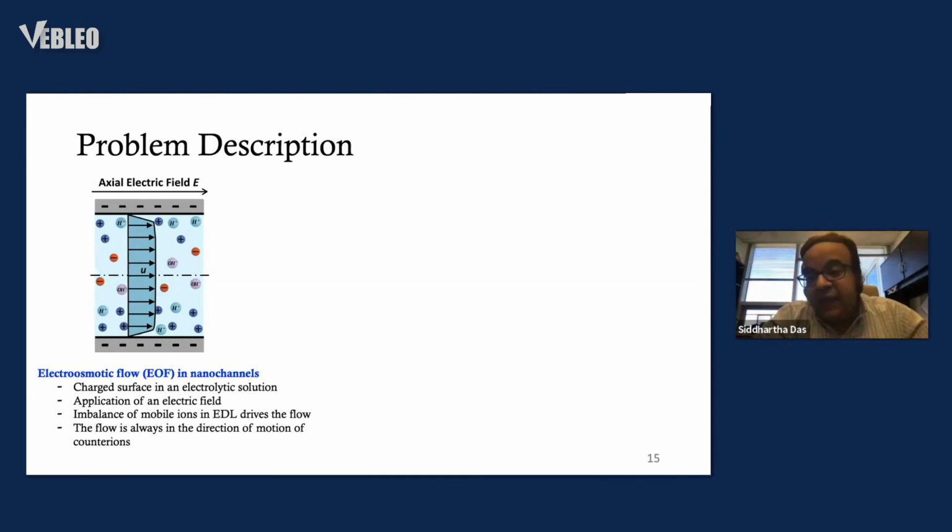So typically we get counter-ion dominated electroosmotic flow. Why counter-ion dominated? In the example that I gave, the counter-ions are positively charged, since the wall which induces the electric double layer is negatively charged, and it is the motion of these positive ions, the counter-ions, that dictates the overall motion.